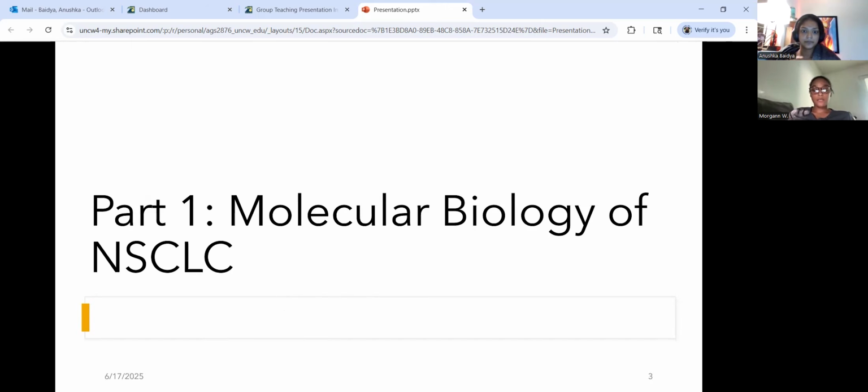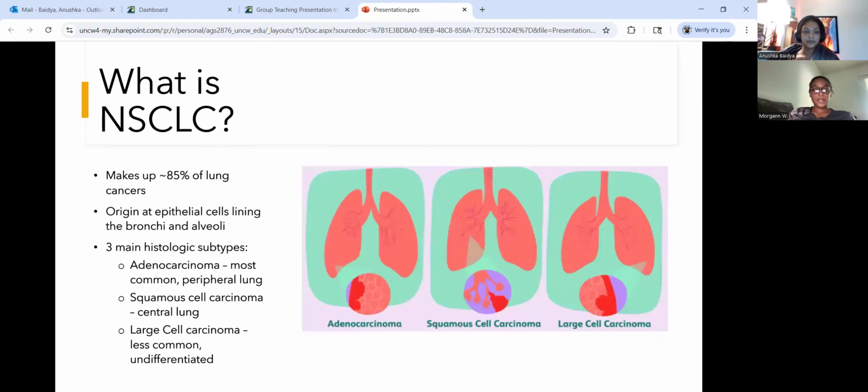So starting off with part one, what is NSCLC? As mentioned earlier, it is non-small cell lung cancer. This particular cancer makes up 85% of lung cancers, which is a pretty big percentage. And they mainly originate at the epithelial cells that are lining the bronchi and the alveoli.